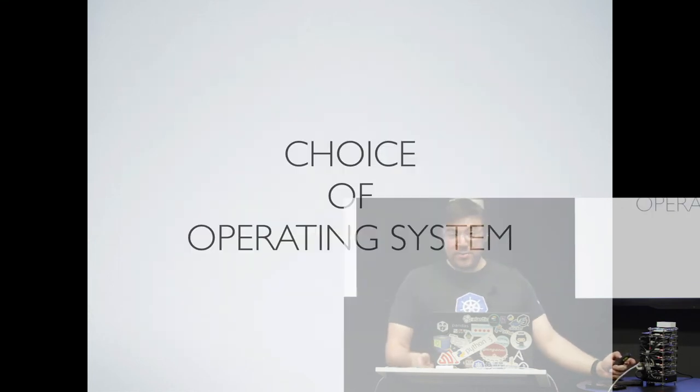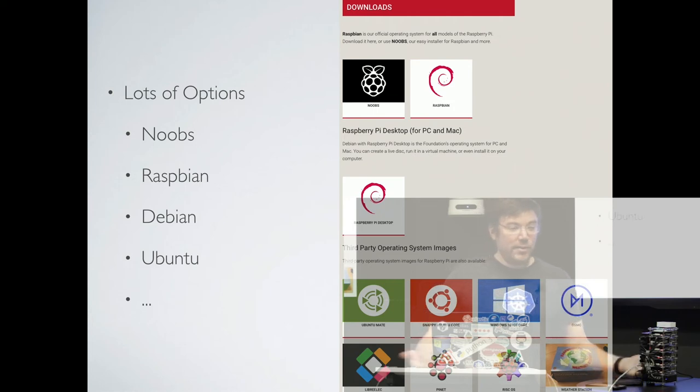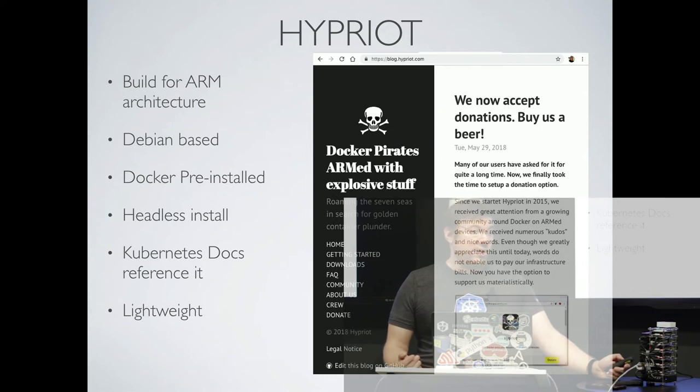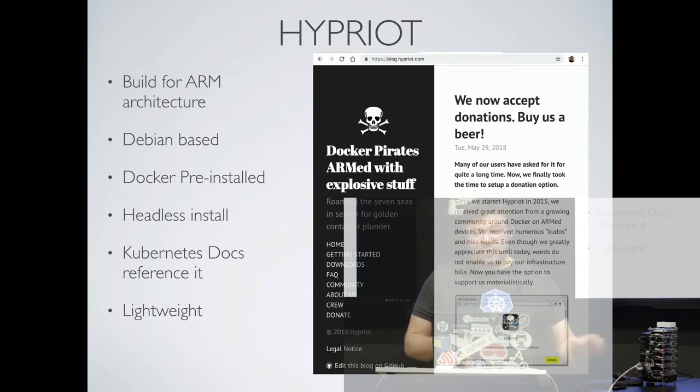I needed to choose an operating system. So there's a lot of different choices. Ubuntu, Debian, Raspbian, but I settled on one called HypriotOS. And it's an ARM-based system based on Debian. One of the things I really liked about it is, first of all, it comes with Docker pre-installed, and second, you can basically do a headless install. I don't have to have a keyboard or mouse to install and configure it.